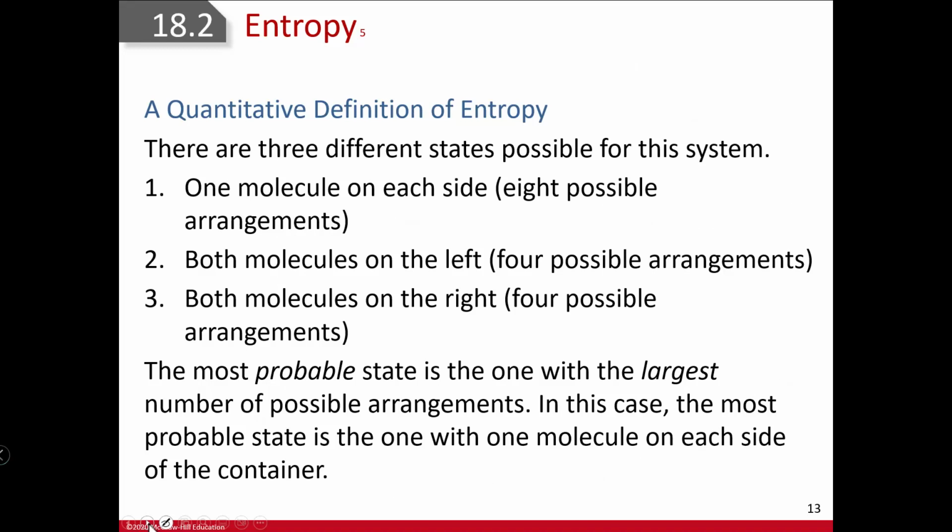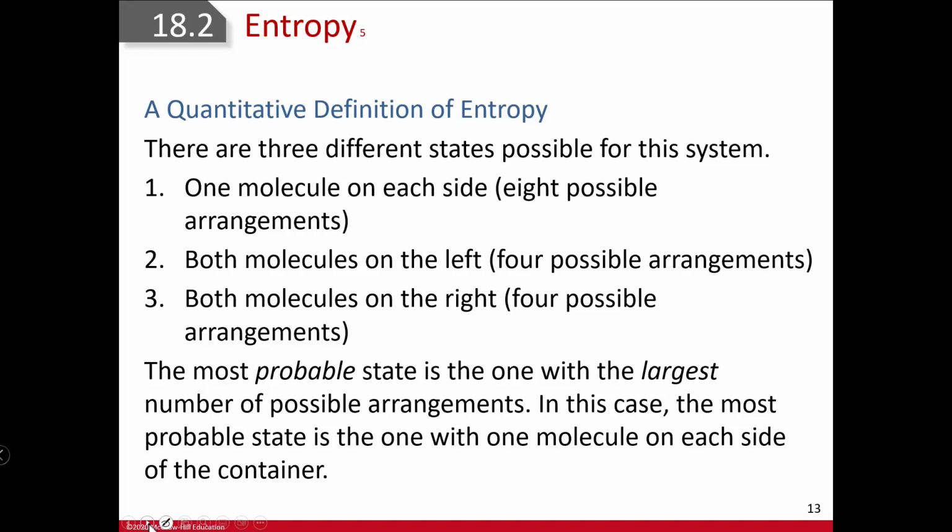All right, so there's three different states possible for this system. One molecule on each side, both molecules on the left, and both molecules on the right. The most probable state is the one with the highest number of possible arrangements. In this case, the most probable state is when one molecule is on each side of the container.